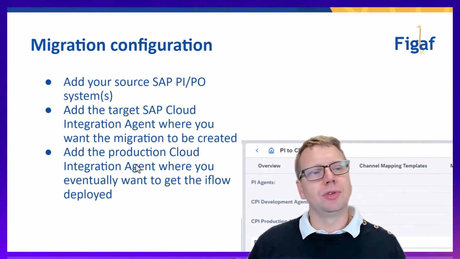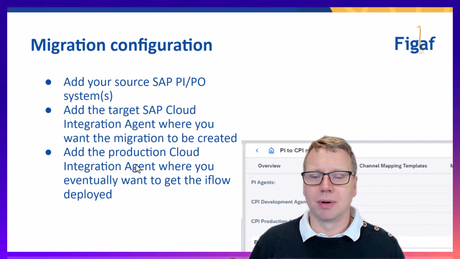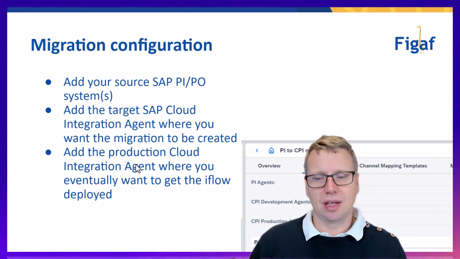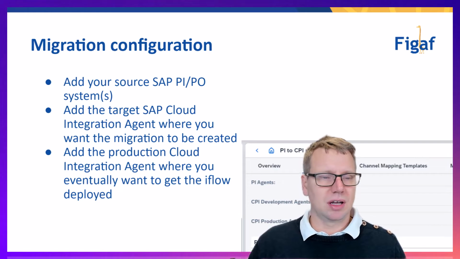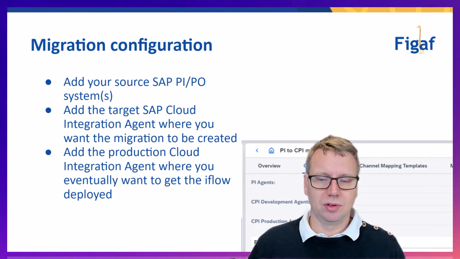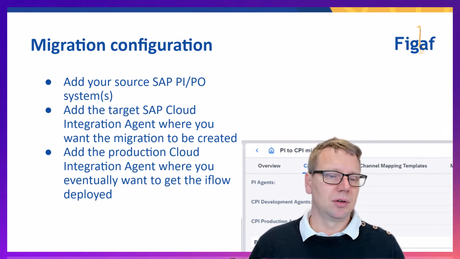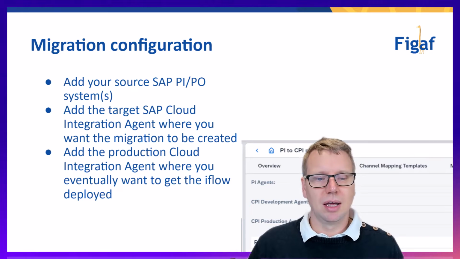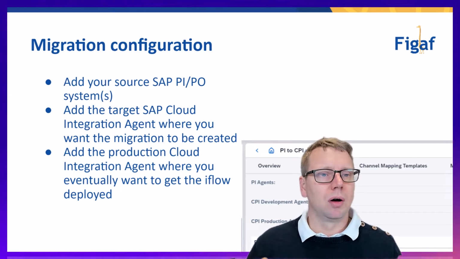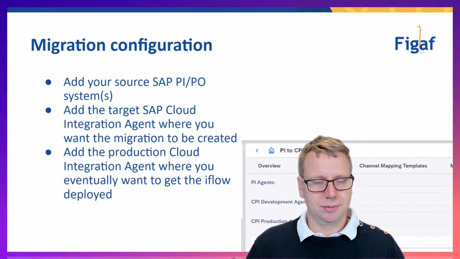Okay, the first part of the migration is to set up and understand what this migration actually contains. To do that, you will go into the configuration tab. Here you can add source PO systems, so you'll select all the systems that you'll be using for your migration. You will select the CPI systems that you want to migrate to, and finally you'll select the productive systems that you want to be using. Here the agent needs to be production, and this would allow you to understand what has been migrated to it.